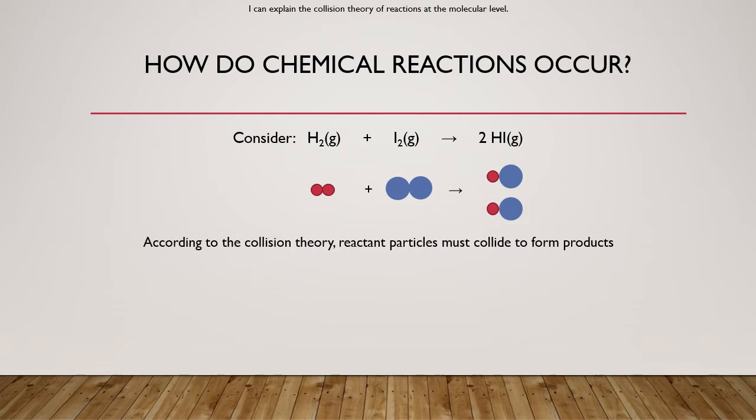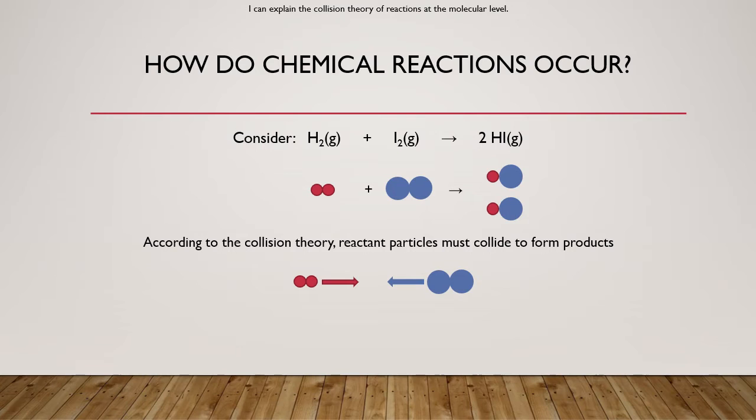Well, the answer comes from the collision theory. The collision theory tells us that reactant particles must collide in order to form products. So in other words, these molecules, the hydrogen molecule and the iodine molecule, they have to run into each other in order to get these products. So there's more details to it than just that.